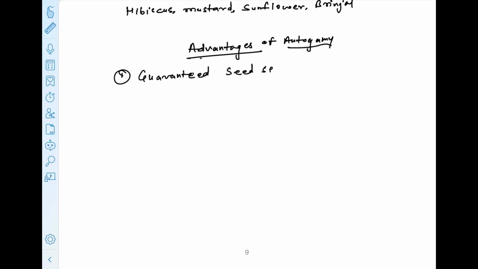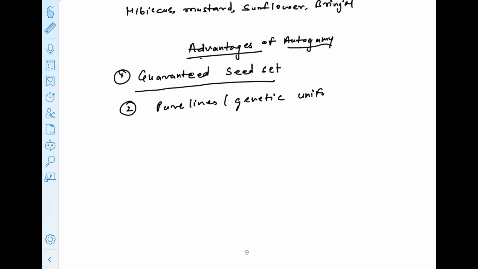Guaranteed seed set. Even if no pollinator, insects, wind, or water is available, plants reproduce, and it is important for species survival, right? It maintains pure lines because there is genetic uniformity. Pollen grains are coming from the same flower of the same plant, and it is also energy saving. No need to produce nectar, scent, or showy flowers to attract pollinators.